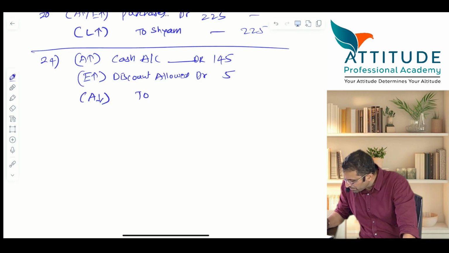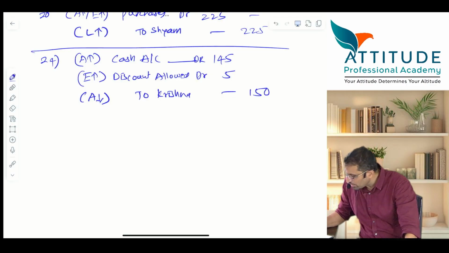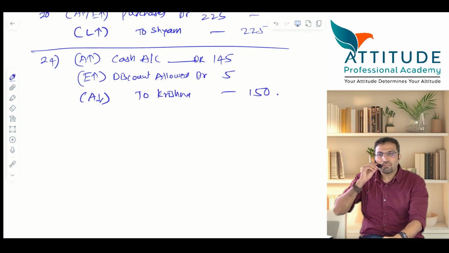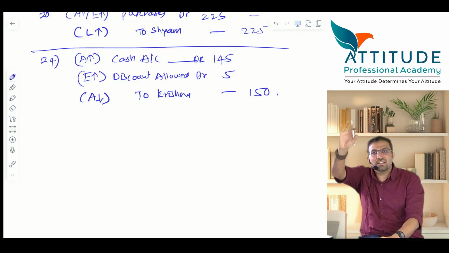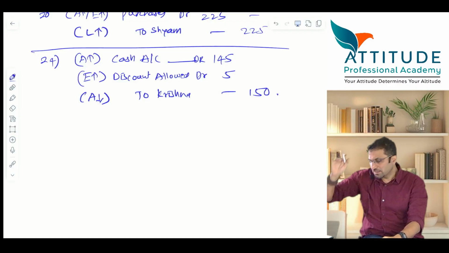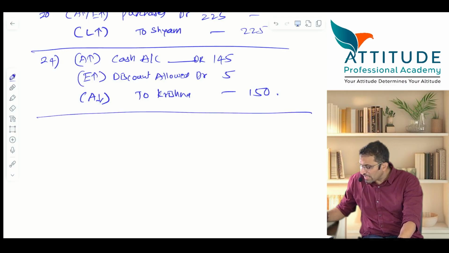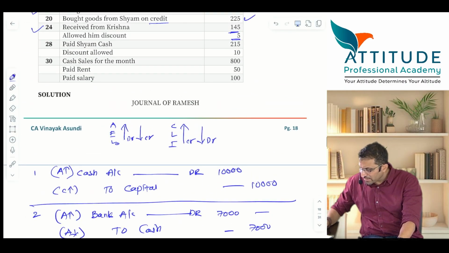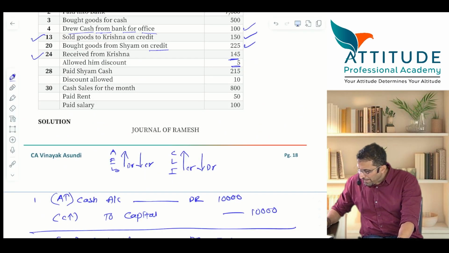Tell me, कितना? 150. Any difficulty? Hello? Are you getting it? Any difficulty? Great. Krishna account has got closed. 24th. Chala. Next. 28th. Paid Sham how much?